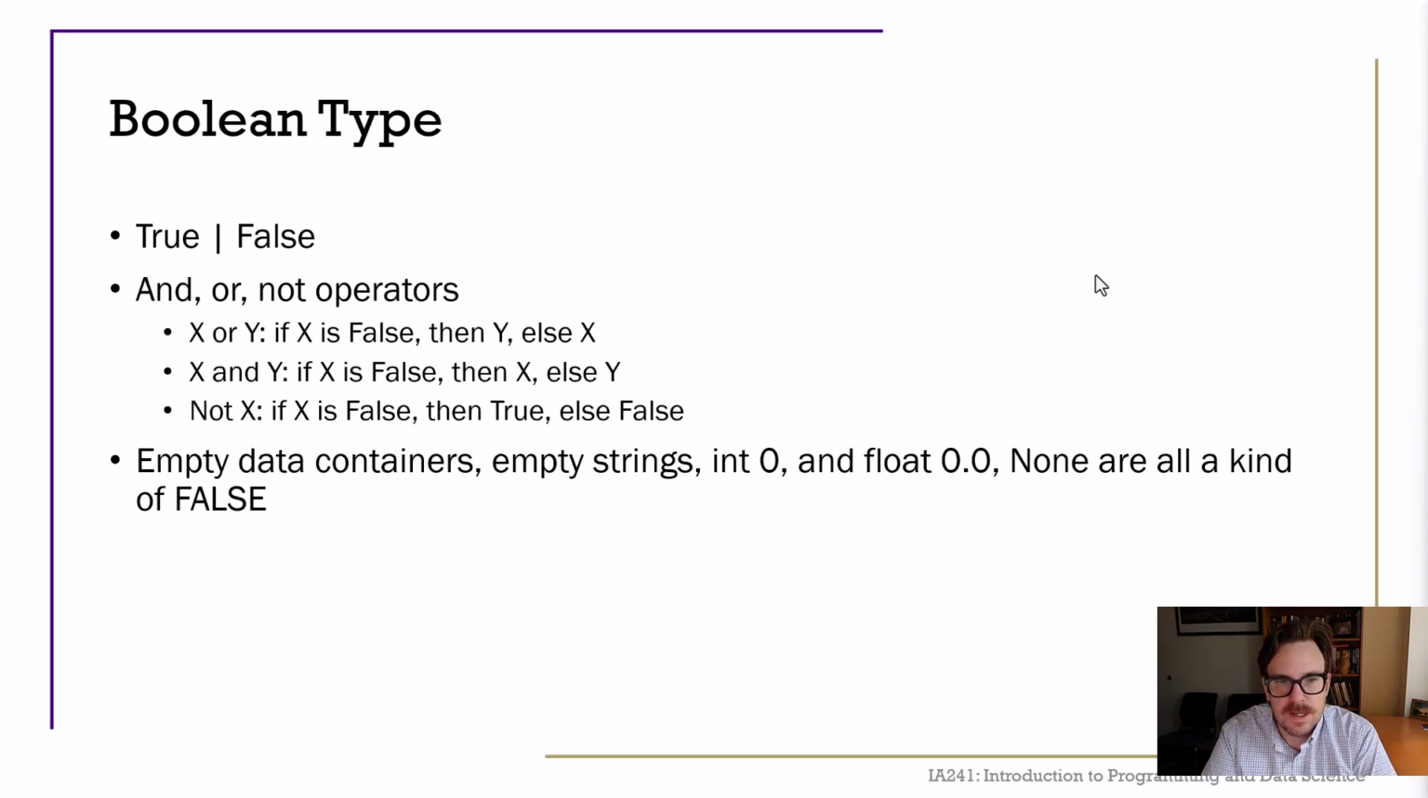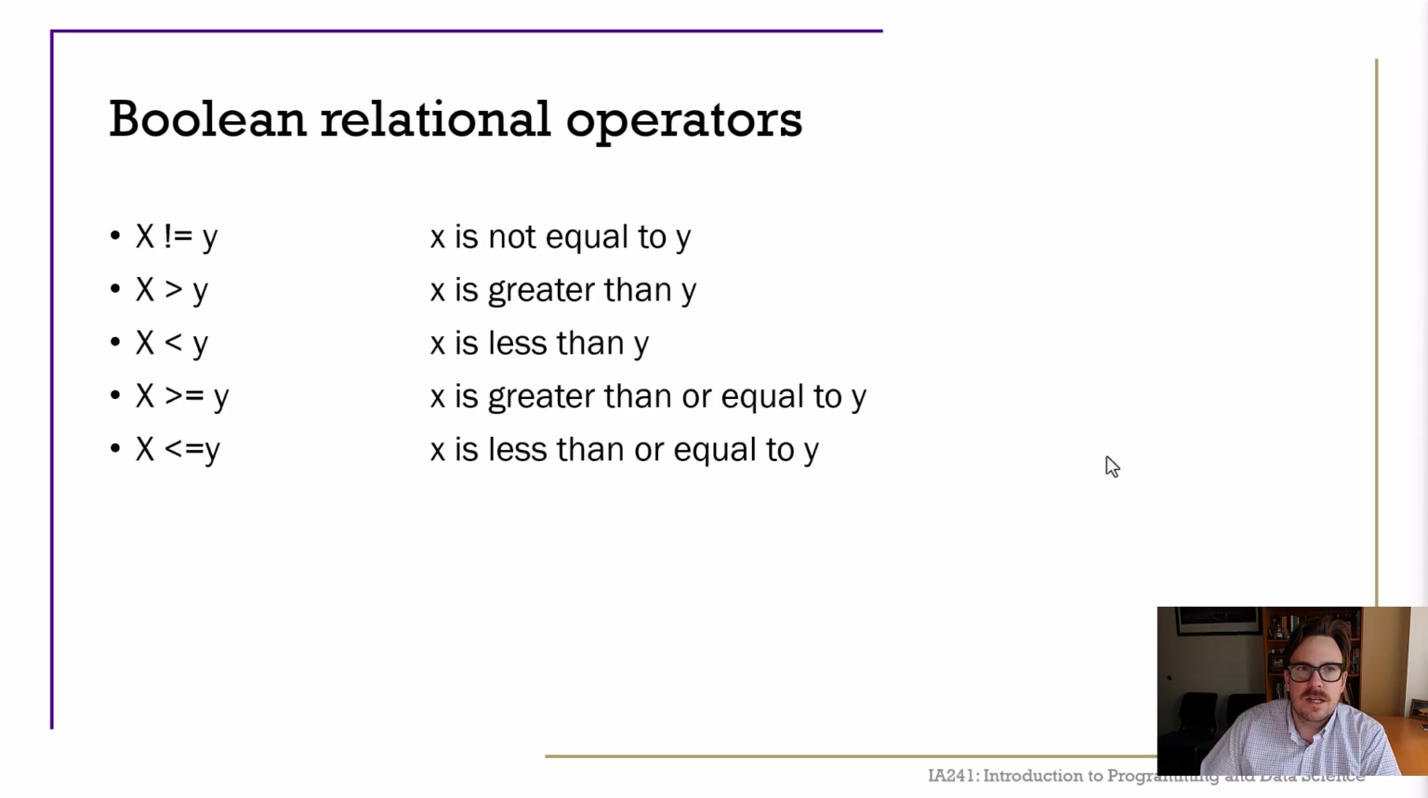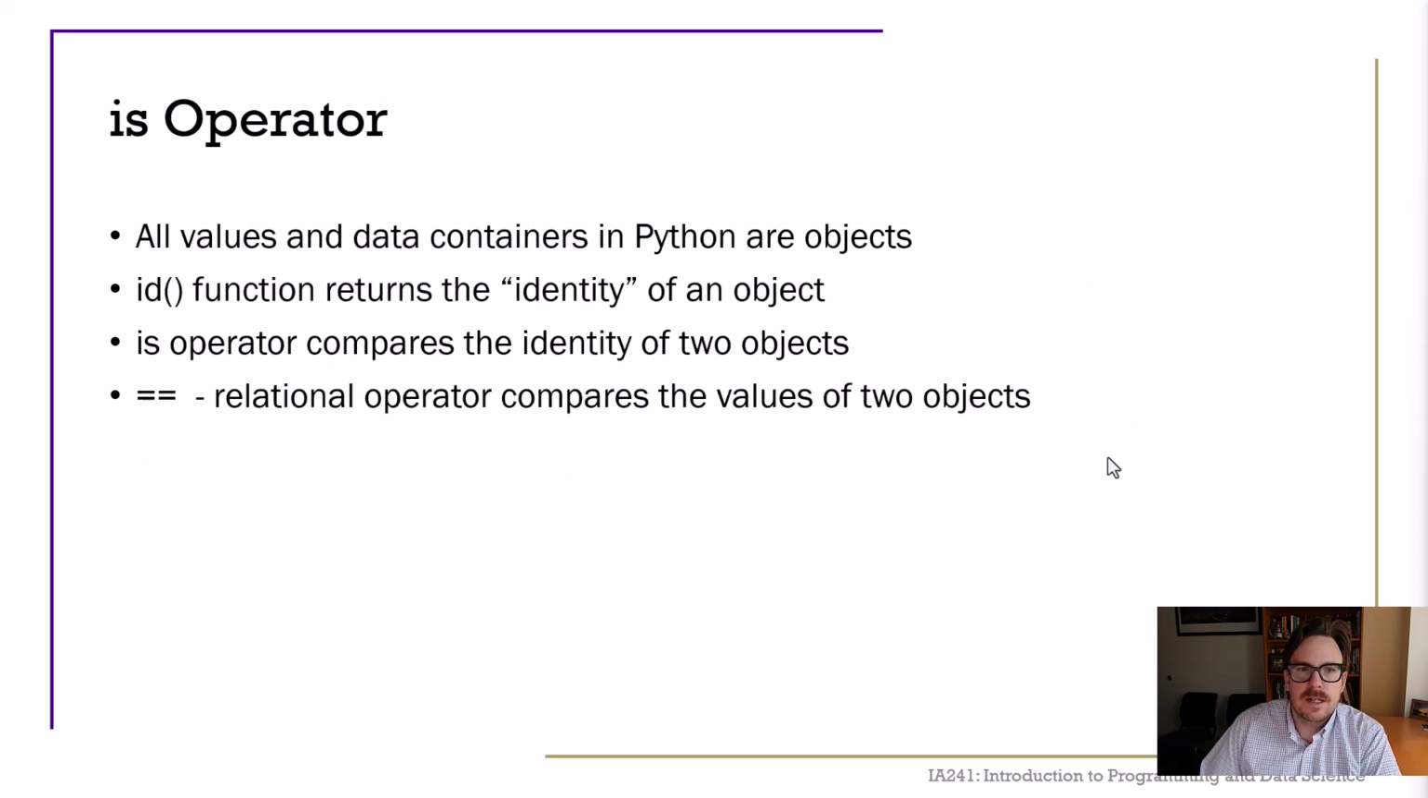So just for reference, empty data containers, empty strings, the integer 0, float 0.0, and None are all types of false. Just for reference, it might be something that is useful later on as you're building a control structure. So let's talk about control structures. We'll talk about the is operator first.